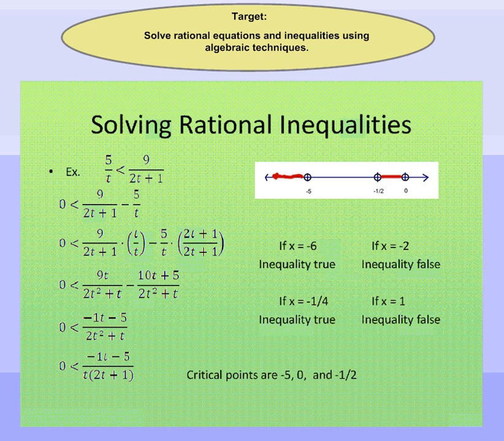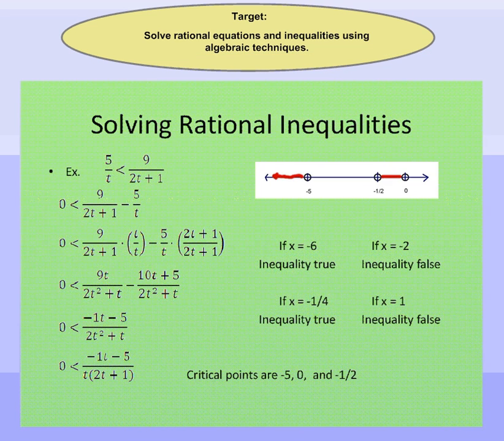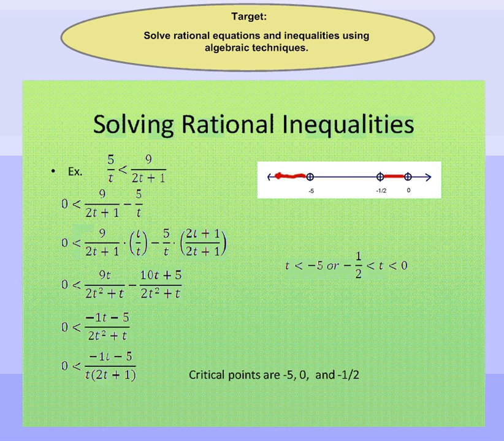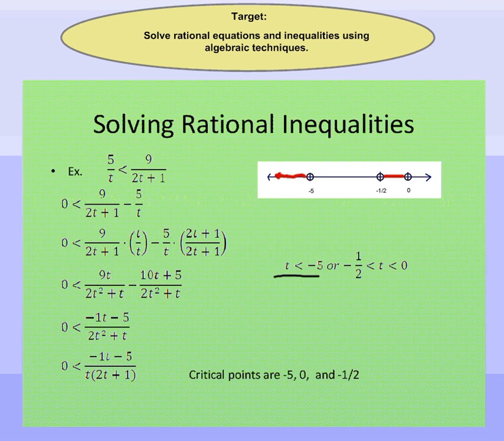Now we need to describe this inequality. Okay, again, these can be very atypical. This is a disjunction. To the left, you have t is less than negative 5, or the description of this region is an and statement: negative 1/2 less than t less than 0. And that is our final solution based upon this graph.